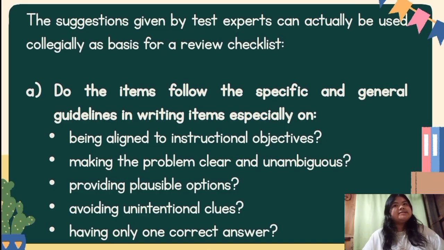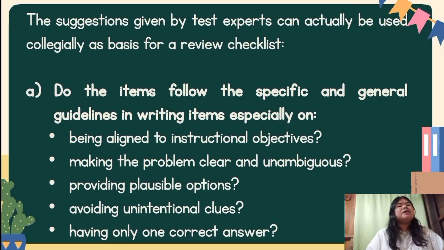So first is, do the items follow the specific and general guidelines in writing items, especially on first being aligned to instructional objectives. Second, making the problem clear and unambiguous. Third, providing plausible options. Plausible means believable or reasonable. And the fourth, avoiding unintentional clues. The fifth is having only one correct answer.